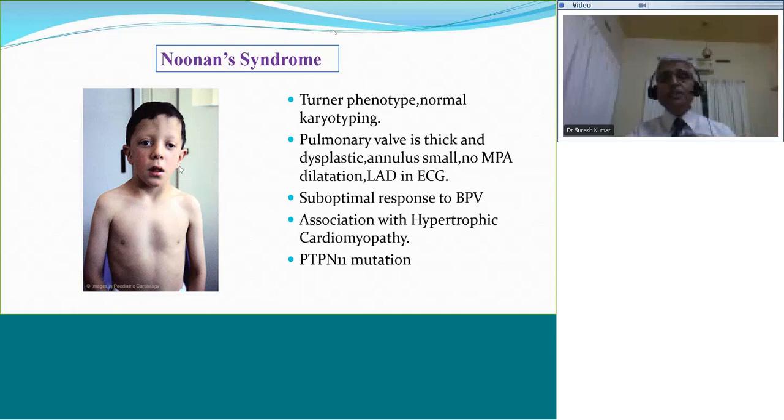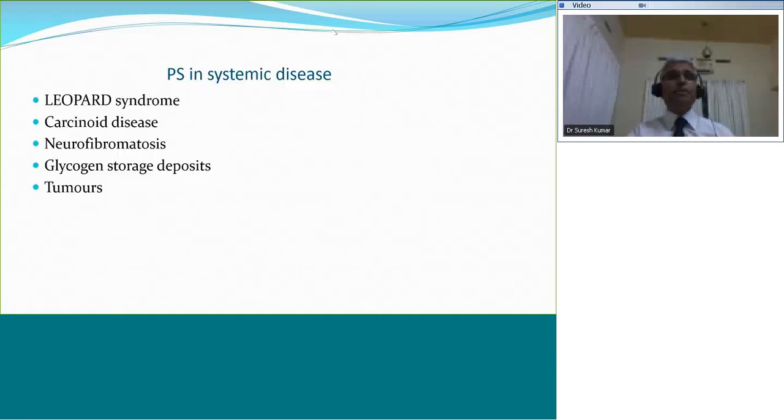There is a tendency to be associated with hypertrophic cardiomyopathy, and in Noonan with PS, more than half will have PTPN11 mutation. There are other systemic diseases like Leopard syndrome, which also has the PTPN11 mutation, carcinoid deposits, neurofibromatosis with its deposits in the pulmonary valve, glycogen storage deposits, other tumors. They all can be reasons for pulmonary stenosis. I should also add rhabdomyoma.